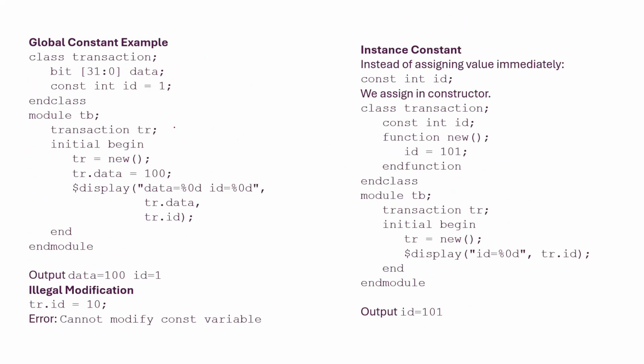So this is the global constant, we can't change it once you are assigning the value. Class transaction is my parent class, and bit 32-bit data. This is not a constant, it is a normal public variable, right? Public member. This will appear in your child class as well as in your TB. Without mentioning anything, all are public only. Then module TB, transaction TR, initial begin, TR equal to new. So I can assign the value for data only. I can't assign the value for my ID.